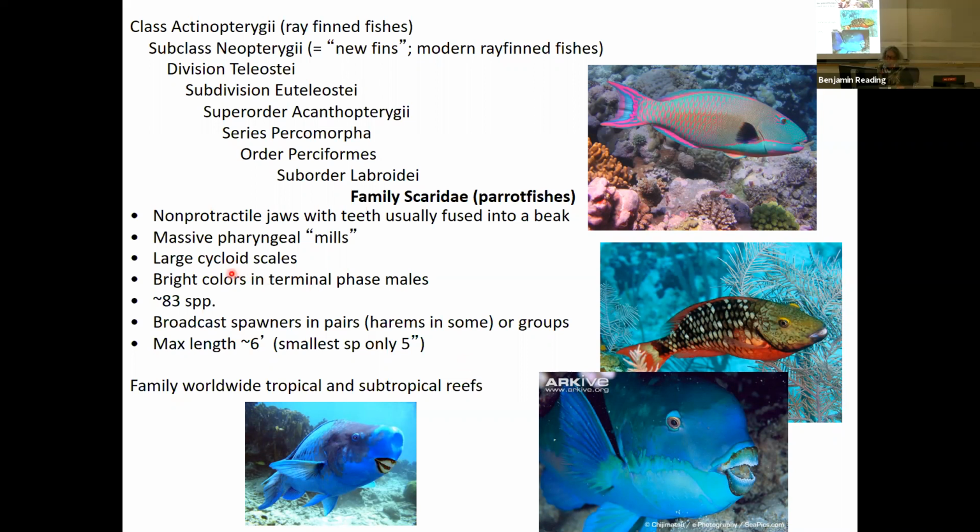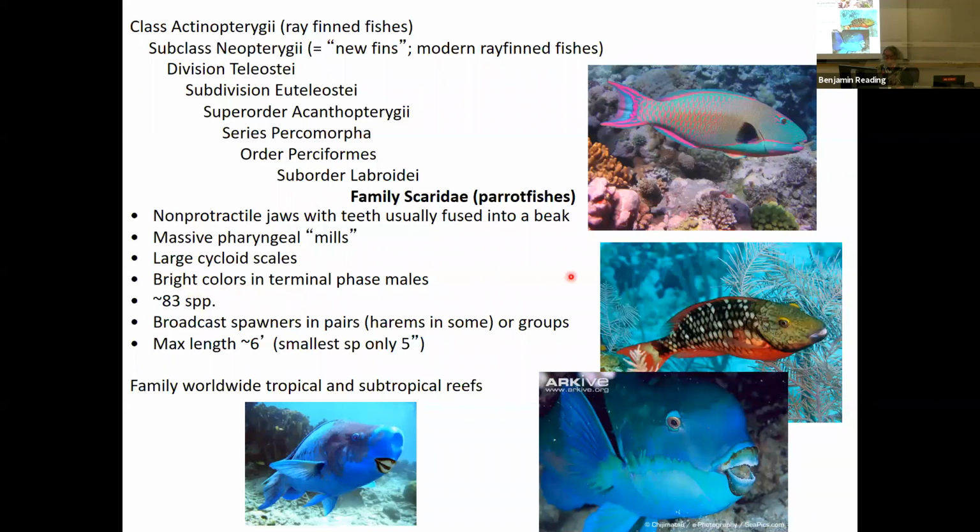Large cycloid scales on the side. So these are kind of a throwback. You know, mostly in order Perciformes, we're talking about ctenoid scales. Here, cycloid scales are kind of a throwback. We haven't seen this in a while. So every now and then there's a throwback. But the primary characteristics here are the beak and the very heavy pharyngeal jaw.